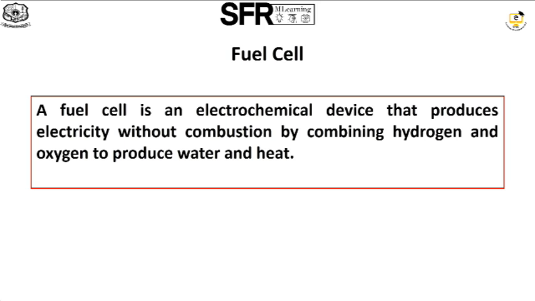In the 1930s to 1950s, Francis Thomas Bacon, the British scientist, worked on developing alkaline fuel cells. He demonstrated a working stack in 1958. The technology was licensed to Pratt and Whitney, where it was utilized for the Apollo spacecraft fuel cells.